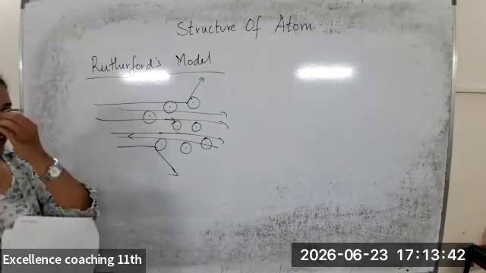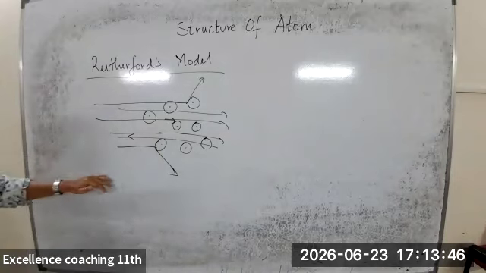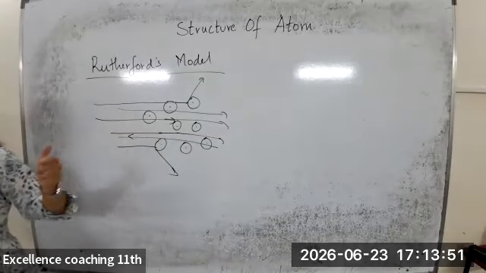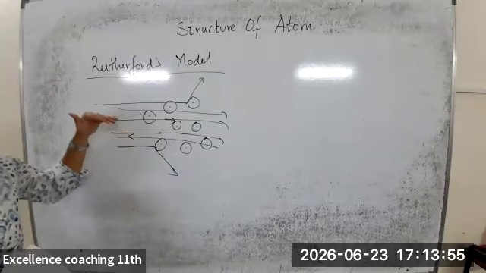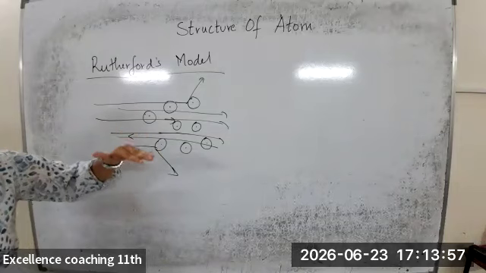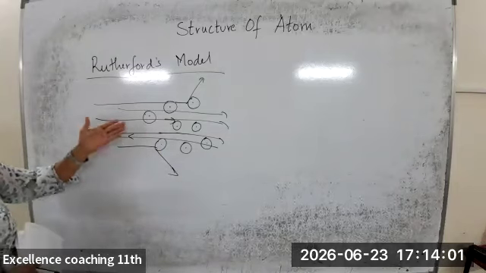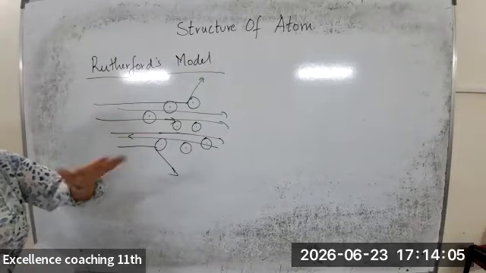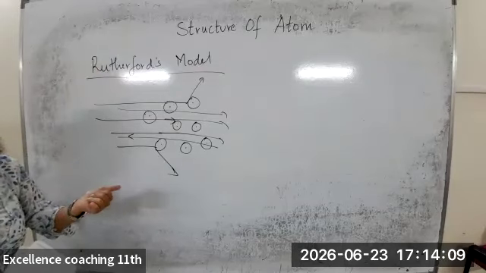Here also you all have to know the three observations which he made. One: when he passed the positively charged alpha particles through the gold foil, some of the alpha particles got deflected by small angles. Deflected means they changed their path. First they were moving straight, then they changed their path and went somewhere else. That is called deflection.